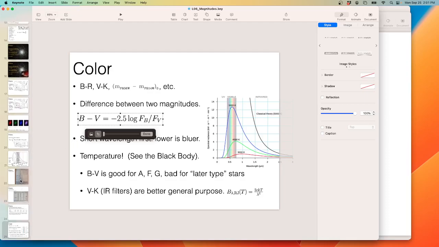Anybody have any questions about color? Always oriented so that lower number is more blue.